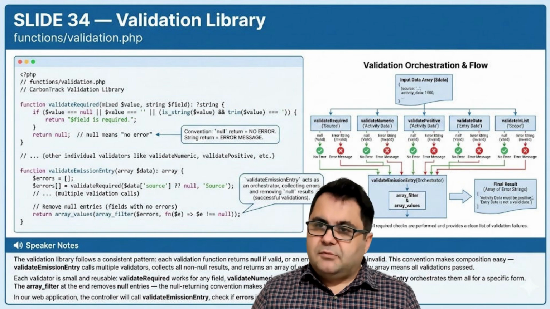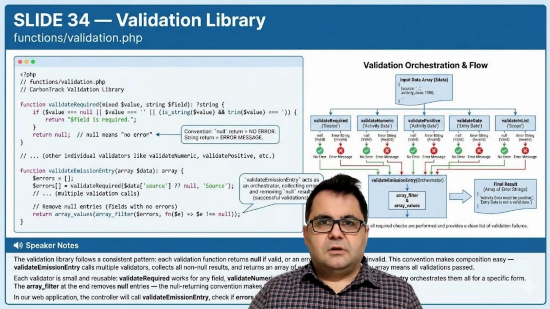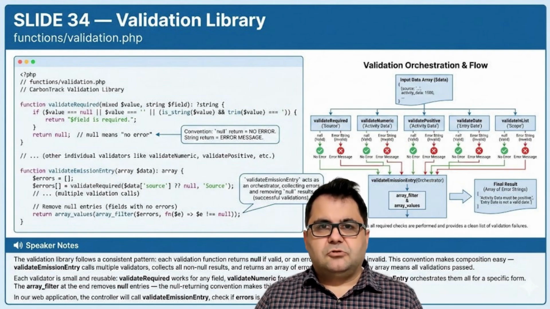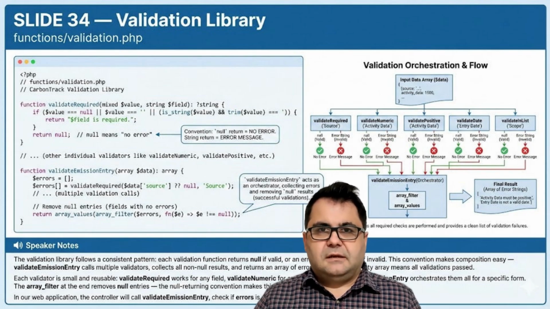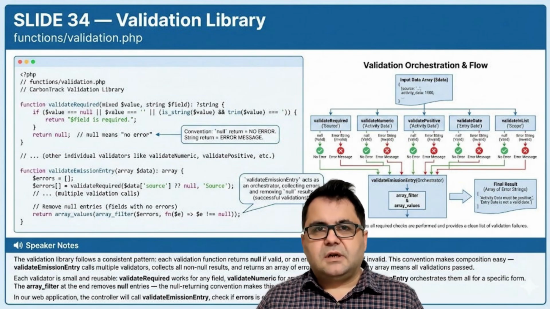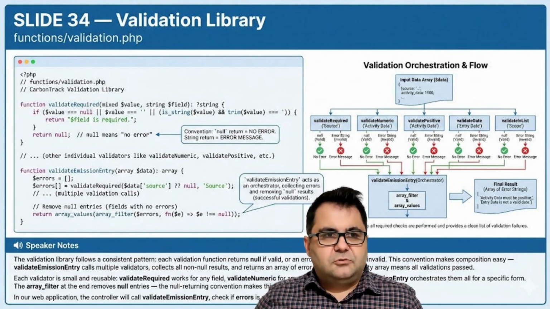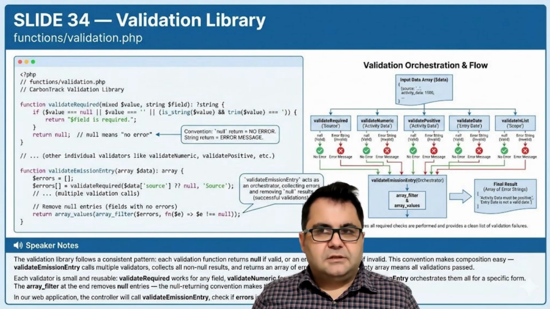The validation library follows a consistent pattern. Each validation function returns null if valid, or an error message string if invalid. This convention makes composition easy. Validate emission entry calls multiple validators, collects all non-null results, and returns an array of error messages. An empty array means all validations passed.